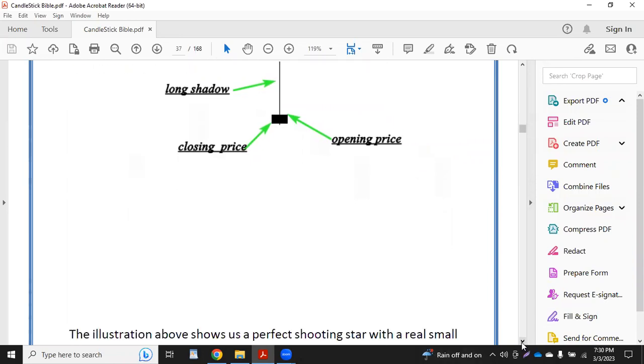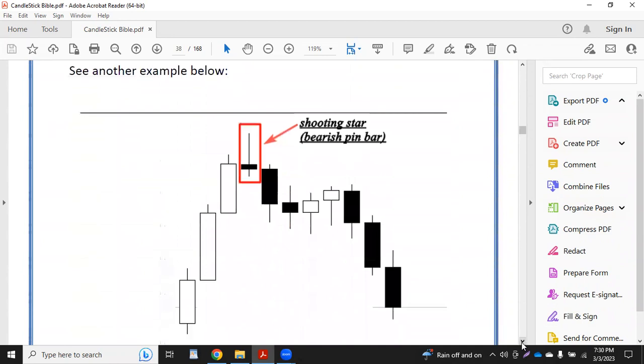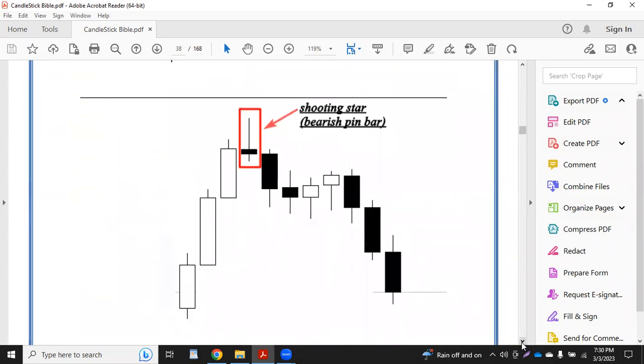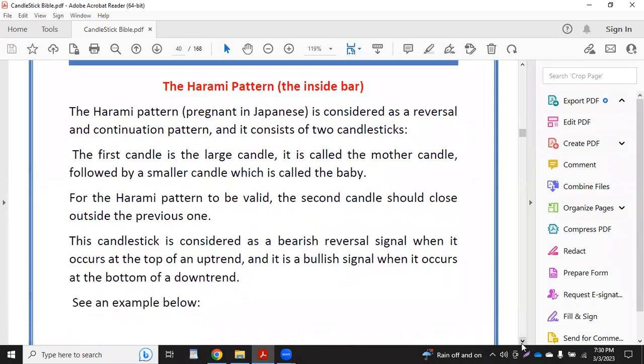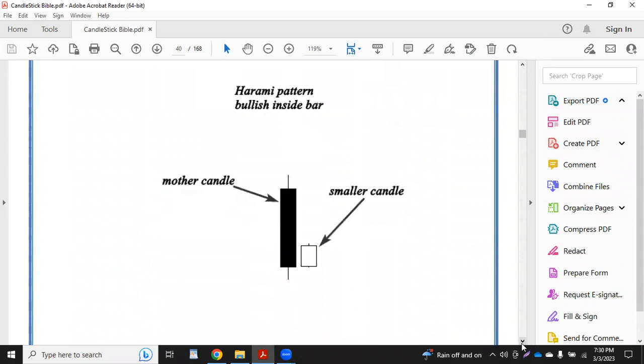Great. So that is for the shooting star. Okay, so let's go to another one. Another one is called the harami. The harami is a bullish and bearish pattern. There's a bullish version of it, and there's a bearish version of it, right?